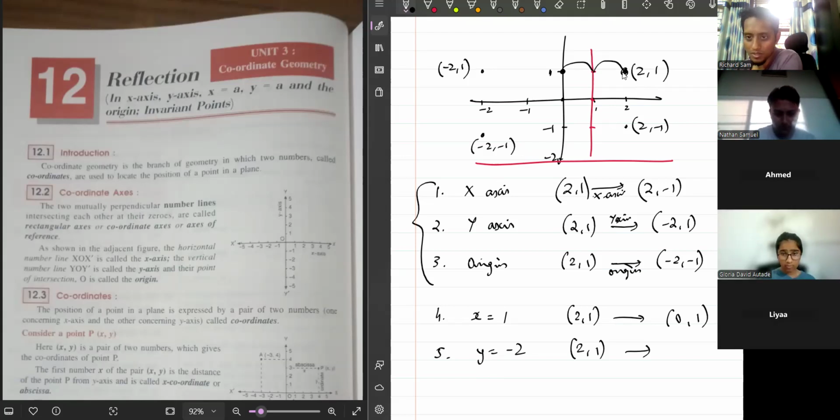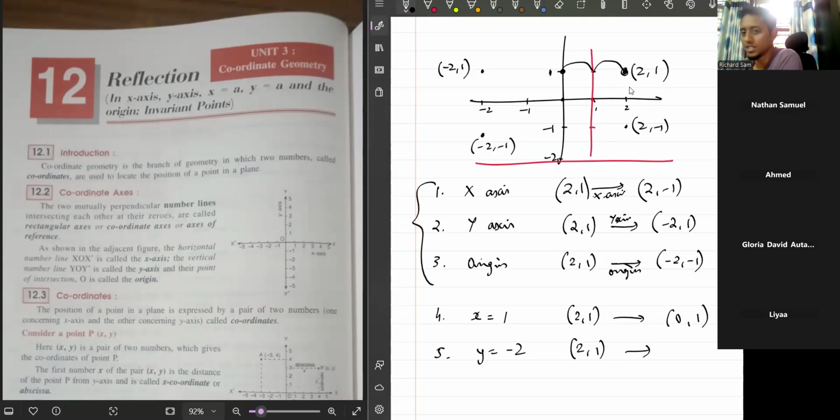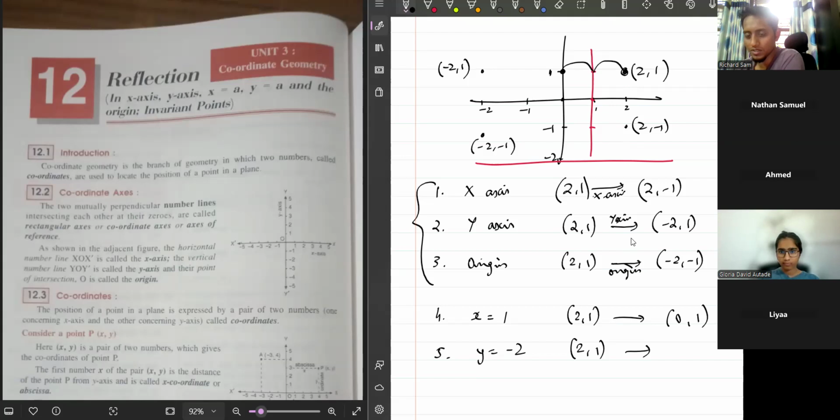So 2 comma 1, see it as reflecting on this line. So it will come that many points down. See, it's 3 spaces on top. 1, 2, 3 spaces. So it will go 3 spaces down. So 2 comma -5. 2 will not change. 2 is the x coordinate. That won't change. The y coordinate will change. This is -2, so it will go -3, -4, -5. So 2 comma -5.